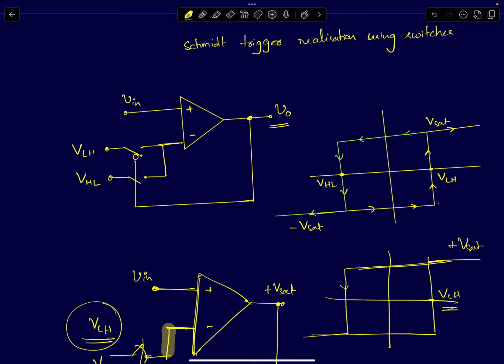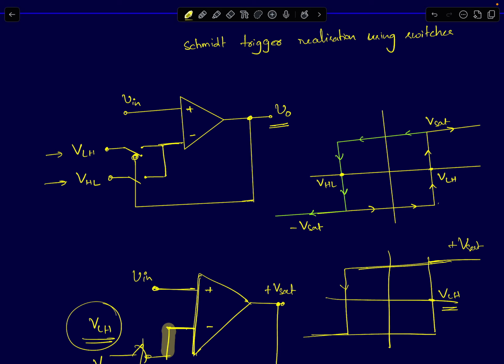I'm just applying the definition, the theory, what we discussed in the previous lecture. I'm just translating that theory into a circuit idea. That's it. All you need is just two switches that operate on two different logic levels and the two threshold voltages. That's it. I've built my non-inverting Schmidt trigger.